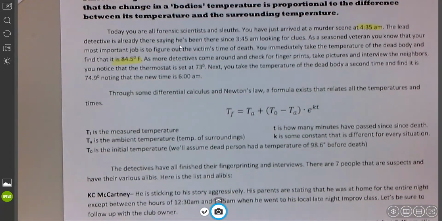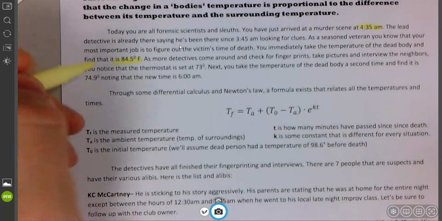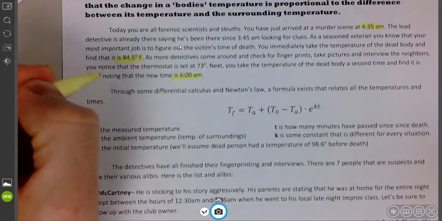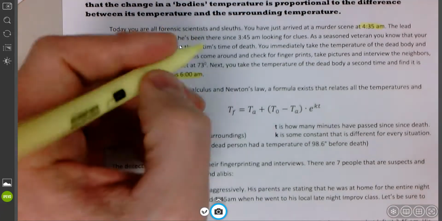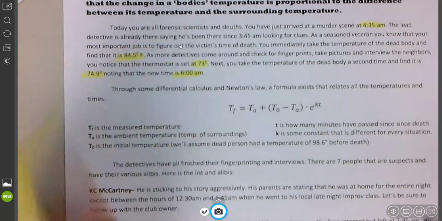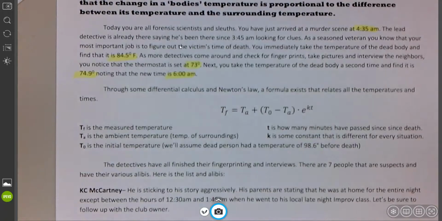Next, it looks like you waited until 6 a.m. and took the temperature again. This time it was 74.9, so that's 2 data points. Very savvy of you. Good job. Next, the ambient temperature, the temperature of the room, is set at 73. Those are the key values. Those are the numbers we need to make this happen.